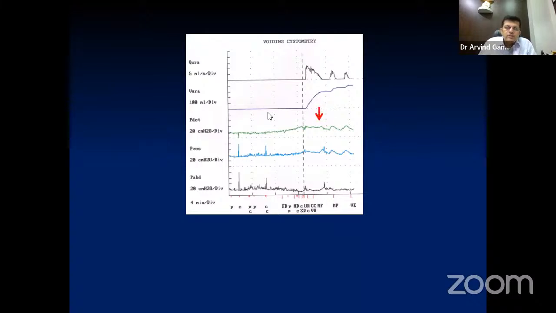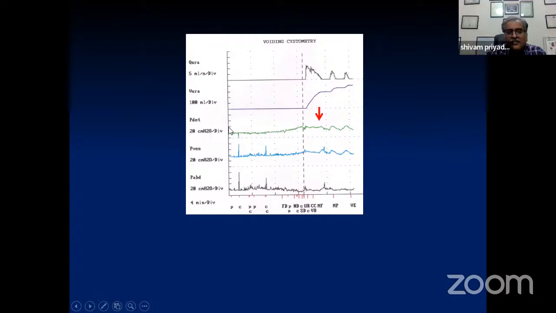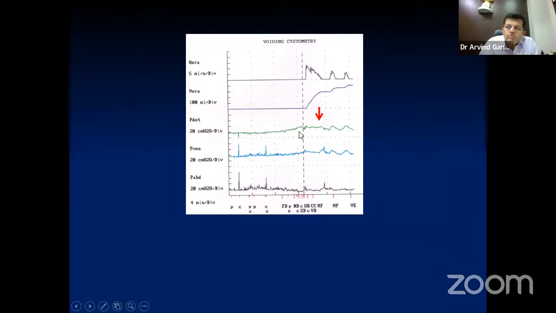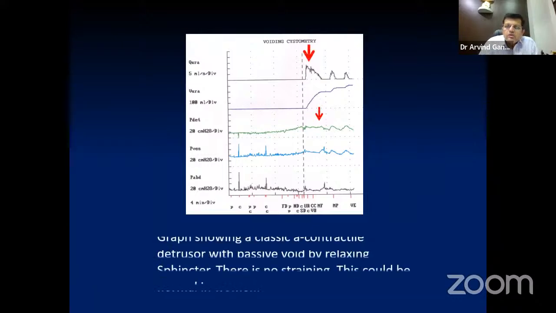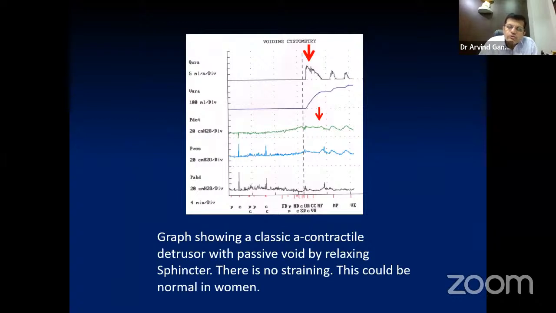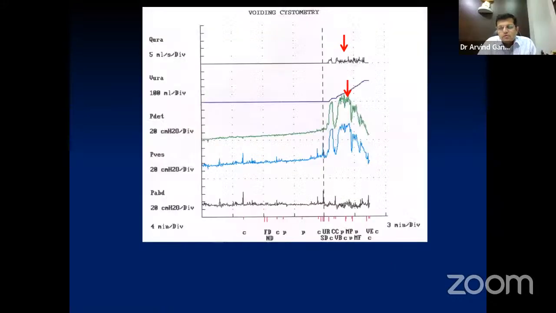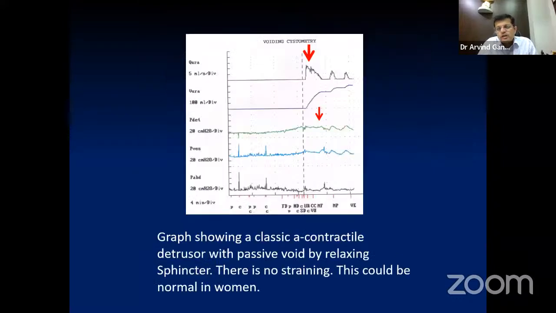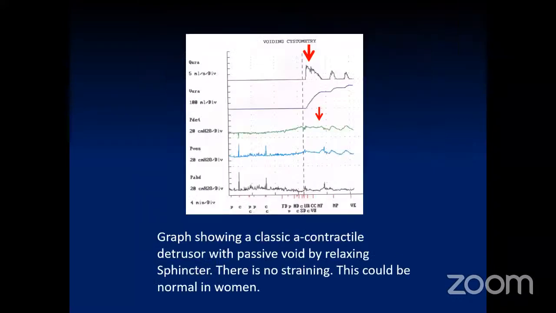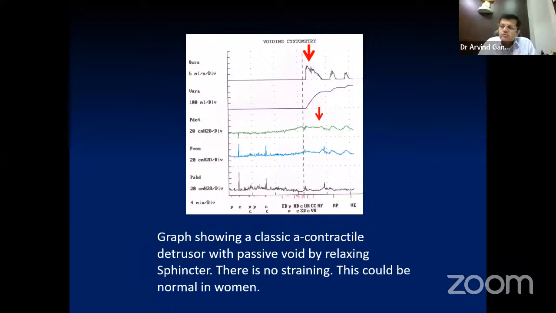Or we take this case. If you interpret these graphs, you see that this is 10, 20, 40. So you see that the detrusor pressures are not very high, but the patient has voided with a reasonable amount of flow over here. So what is the interpretation? The graph shows a classical contracted detrusor with passive voiding by relaxing sphincters. There is no splinting, and this could be very common in normal women. We go a little bit forward so as to understand how this graph can be passed off as normal in a woman, but can be passed off as an underactive detrusor in a male.